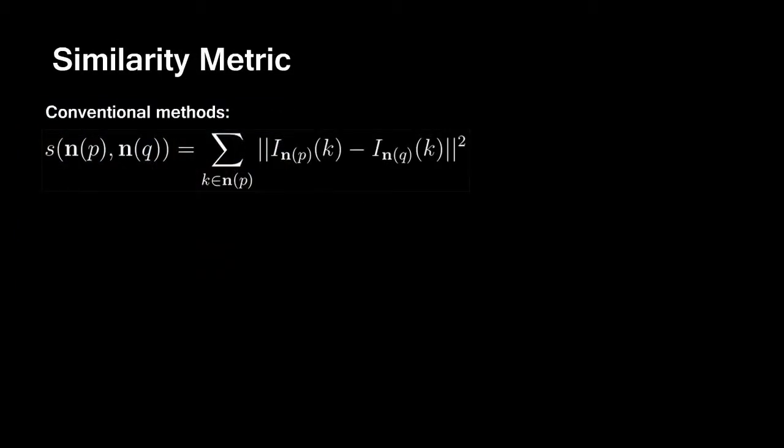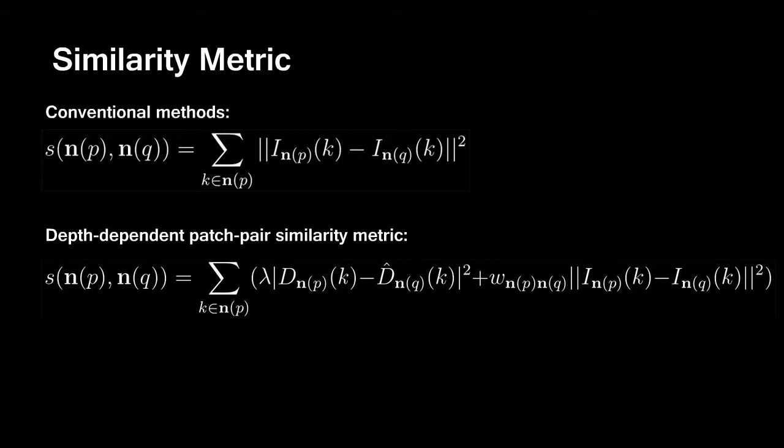For the patch similarity metric, conventional texture synthesis algorithms define the similarity of two patches as the sum of squared distances of corresponding pixel colors within a window. For stereoscopic image synthesis, we need to take 3D geometry differences between patches into account. Therefore, we introduce the depth-dependent patch pair similarity metric, which consists of two terms.